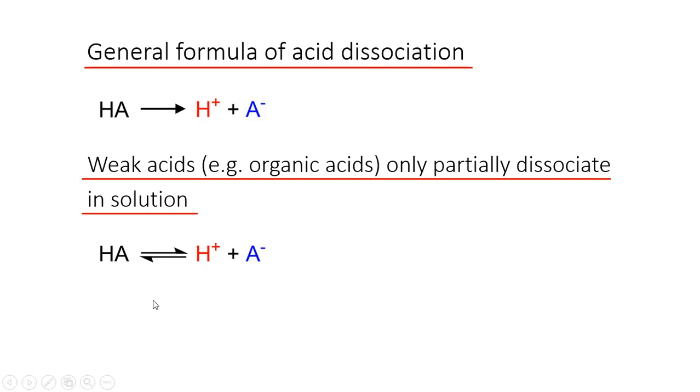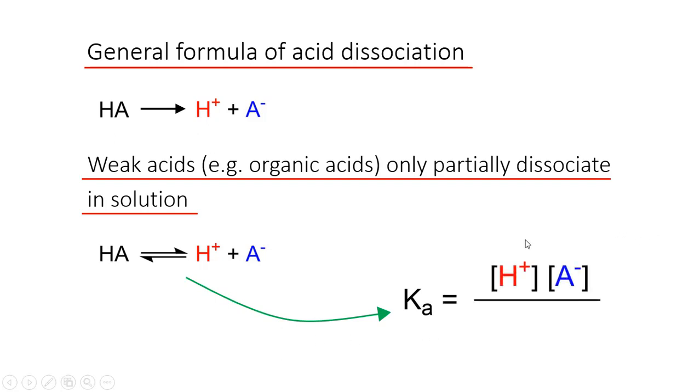And as with an equilibrium, the relationship between the concentration of this undissociated acid and the concentration of H plus and A minus ions can be defined by an equilibrium constant. In this instance we call it Ka. So it's defined by the concentration of the products on top, such as the concentration of H plus times the concentration of A minus, all over the concentration of the reactant, so in this case, the concentration of HA, the undissociated acid.